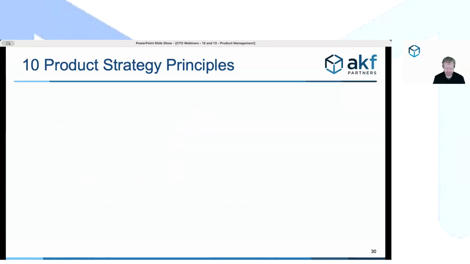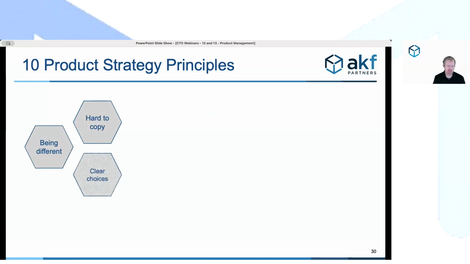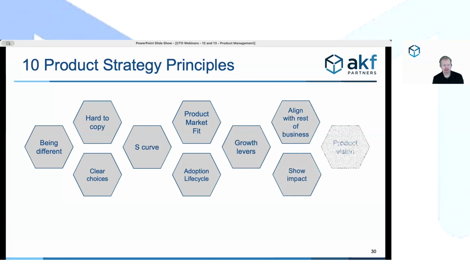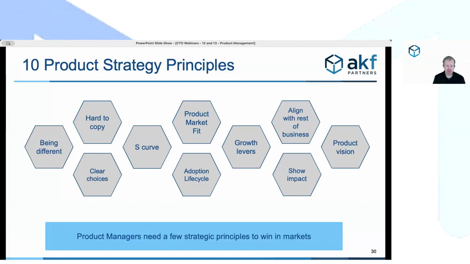So very similar ones. And the key items we mentioned: being different, hard to copy, clear choices, the adoption curve, product market fit, adoption life cycle, growth levers, aligning with the business, showing impact, and product vision. We've got one slide on each of these, but you'll need these as some of your bag of tricks to understand how to win in your market. And a product manager should understand all 10 of these, but may only leverage 2 or 3 going forward. So if you hear them speak a certain way, they should be articulating or explaining some of these concepts.